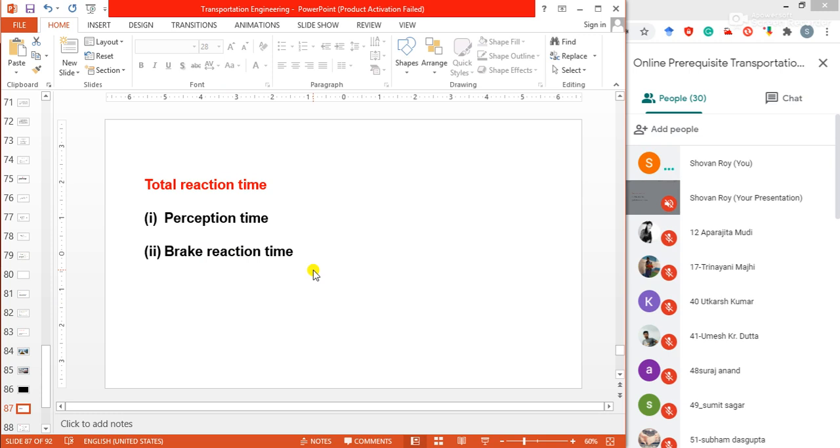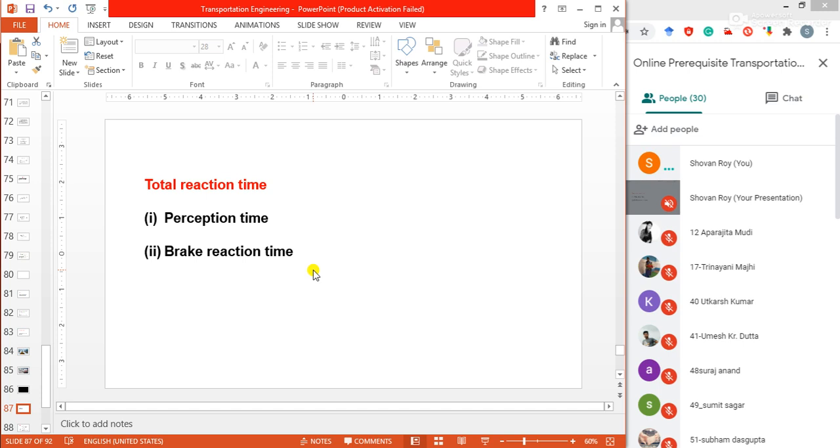Okay, one is perception time, second is brake reaction time. The perception time is the time required for a driver to realize that brakes must be applied. It is the time from the instant the object comes on the line of sight of the driver to the instant he realizes that the vehicle needs to be stopped. The perception time varies from driver to driver and also depends on several other factors such as speed of the vehicles, distance of object and other environmental conditions.